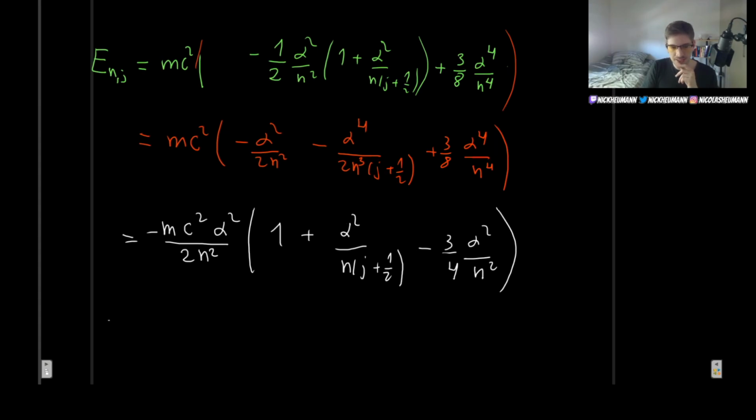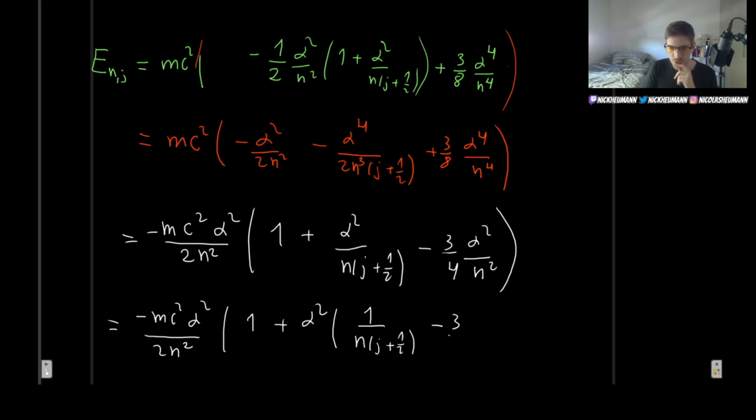All right, and maybe we can factor out inside, so we can go minus mc squared alpha squared divided by 2n squared, factor 1 plus alpha squared, and what do we get here? We get 1 over n times (j plus 1/2) minus 3 over 4, and this is going to be n squared. And we can actually, since we already have an n here and there, we can factor out this n and this n. We can actually factor out n squared, right? But we have to compensate and multiply by n here. So we get n here, right? So alpha squared, there it is, there it is.